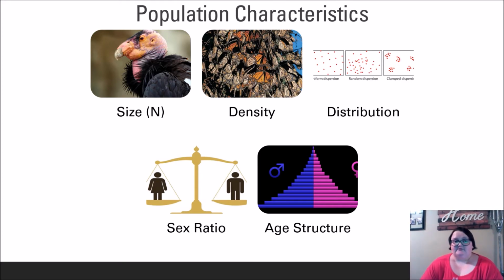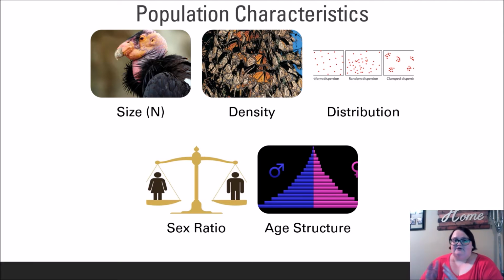Uniform is often seen in organisms like penguins, who stand equidistant from each other. Random distribution is a common characteristic of wild plants, particularly those that move their seeds by wind dispersion. Clumped distribution is associated with resource availability and also organisms that are social by nature, such as elephants and great apes.